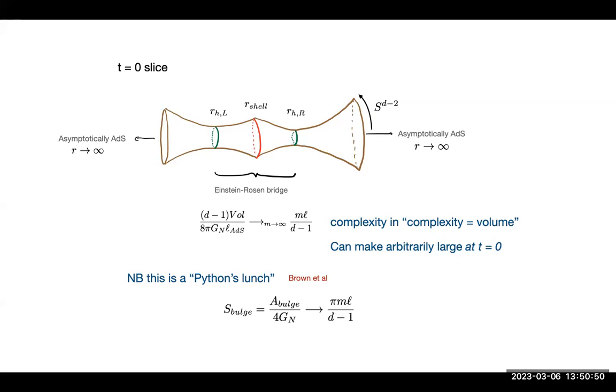And the point is, for here, we can make this arbitrarily large already at t=0, so it's not just an issue of time. By the way, this is a sort of standard example of a Python's lunch geometry where, depending on the relative size of these, the smallest, this would also somehow be related to some complexity here. And then one would be the coarse grained entropy in the fine grain. I'll just mention that, and then the area of the bulge also is the same as this with a factor of 5.